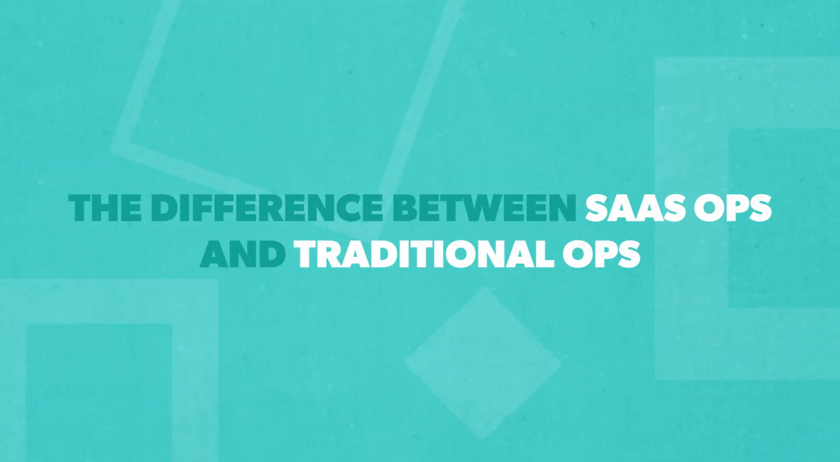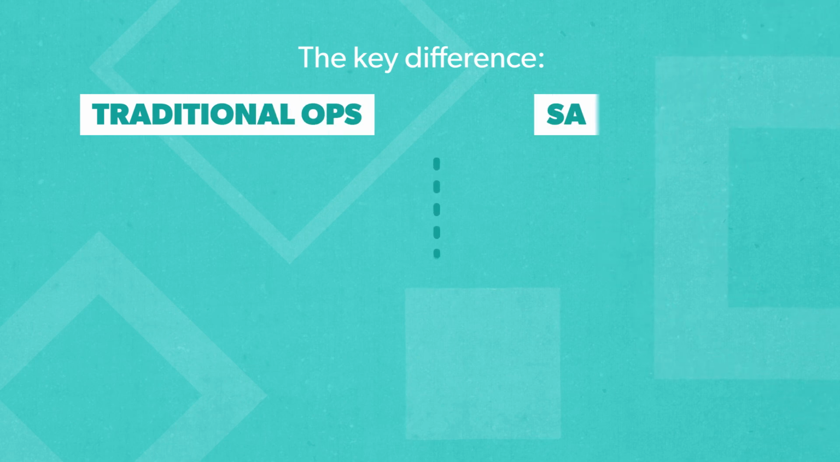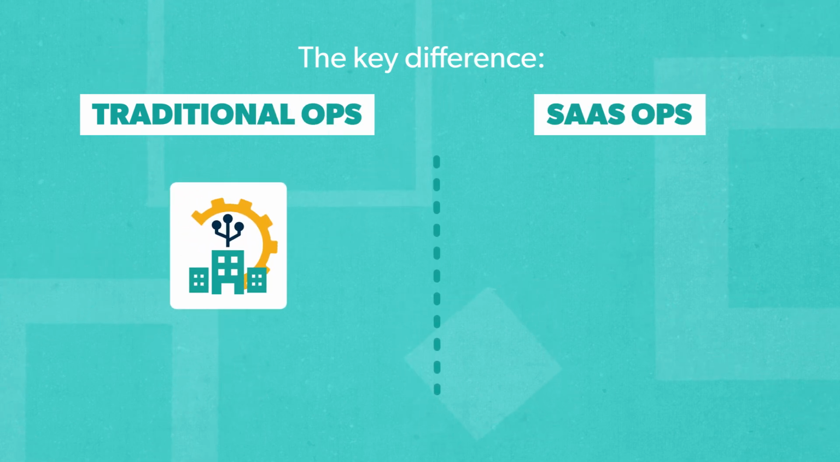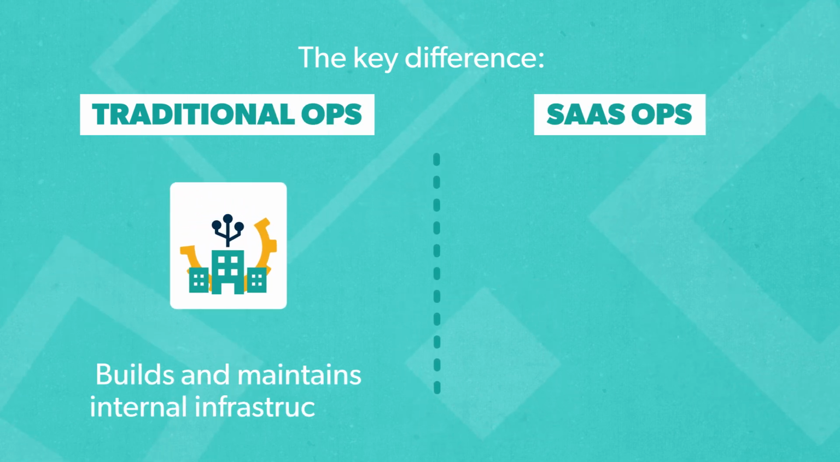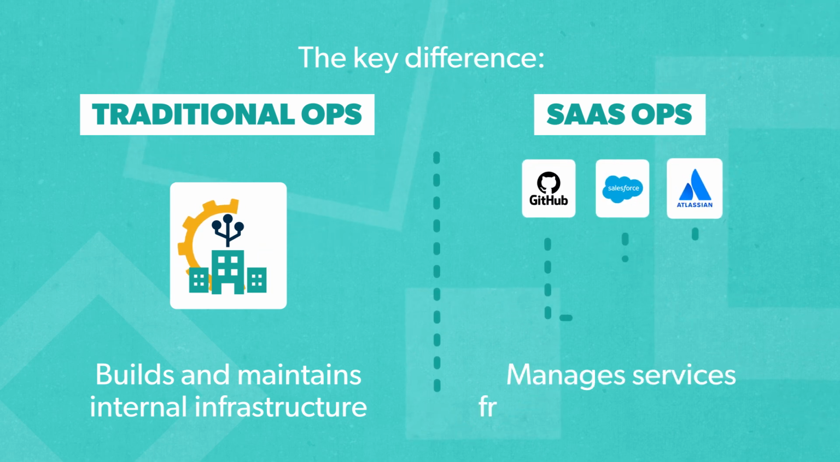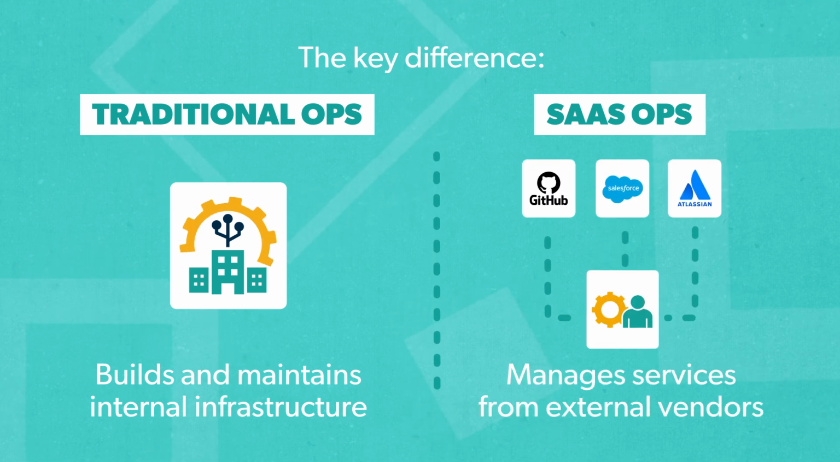How does SaaS Ops compare to traditional ops? The key difference between traditional IT ops and SaaS Ops is that traditional IT is about building and maintaining internal infrastructure, while SaaS Ops is about managing services from external vendors.